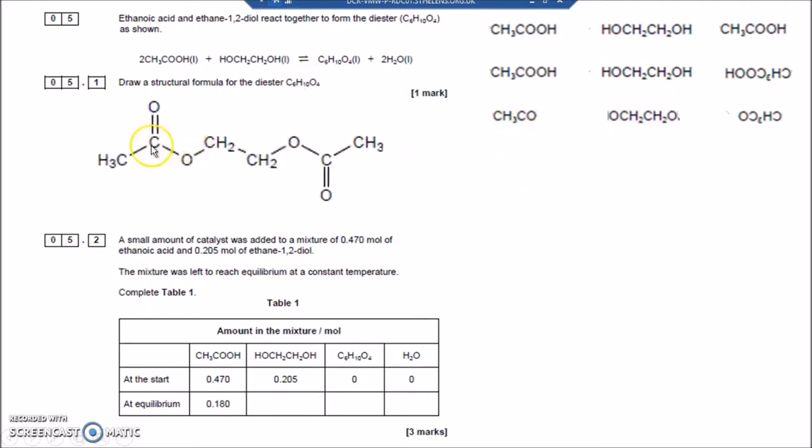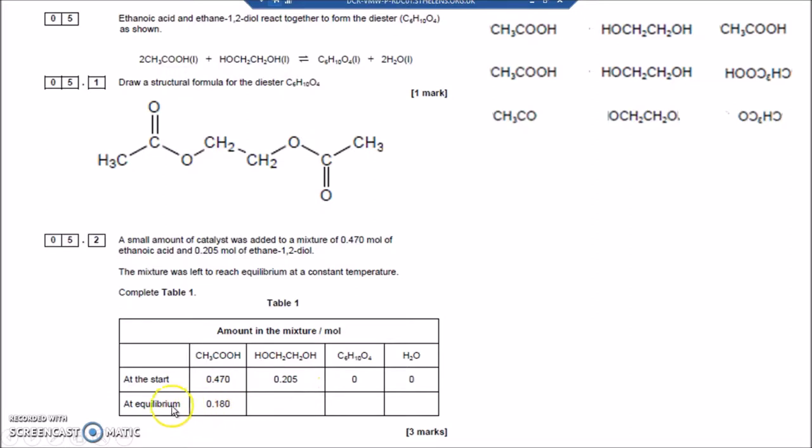I could draw it a little bit better if I wanted to, something like this. CH3CO, that's a double bond O, and then I've got an OCH2, CH2O, and then I've got an OC or CO, carbon to oxygen double bond there, and a CH3 at the end. Let's have a look what's happening next. At the start of a reaction, I've got ethanoic acid and I've got ethane 1,2-diol. I've not got any of my products yet. I've got 0.470 moles of ethanoic acid and I've got 0.205 moles of my ethane diol.